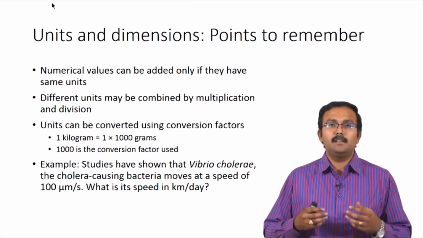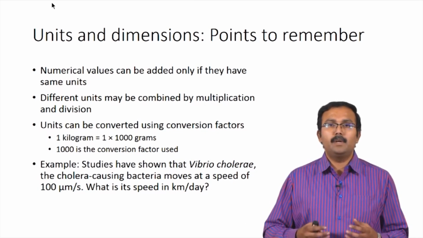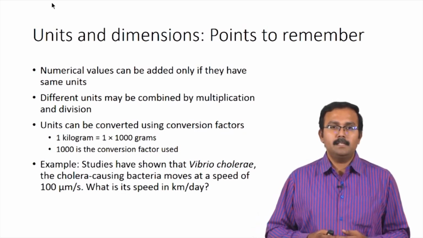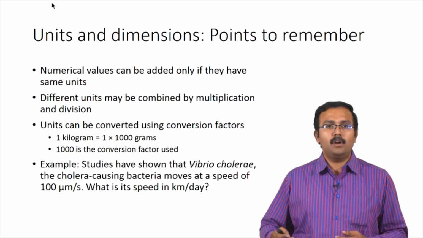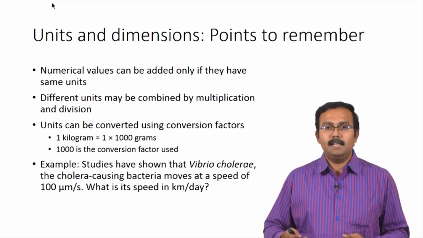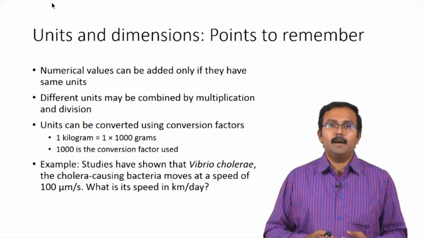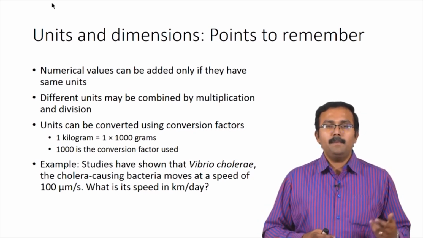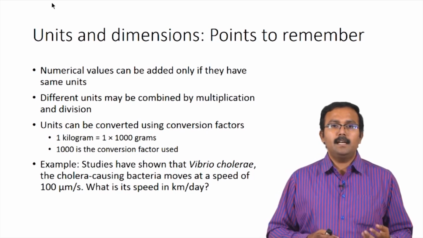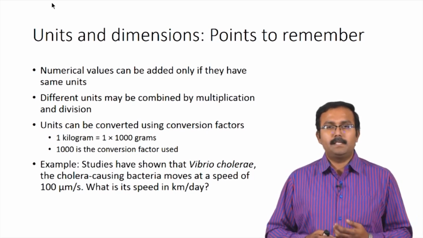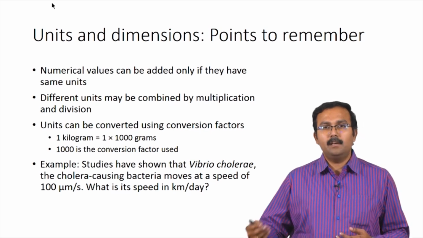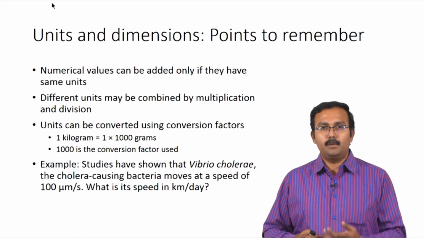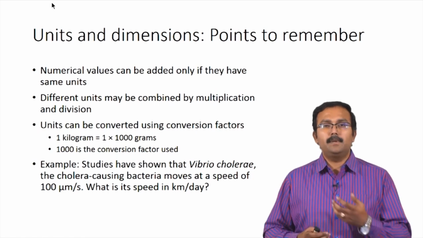Let us look at doing a systematic approach to ensure that we minimize errors in calculation. The problem statement is, studies have shown that Vibrio cholerae, the cholera causing bacteria, moves at a speed of 100 micrometers per second. What is its speed in kilometers per day? The information which has been given to you is in terms of micrometers per second, and they want this to be converted to kilometers per day. So, the micrometer needs to be converted to kilometer and the second needs to be converted to day.